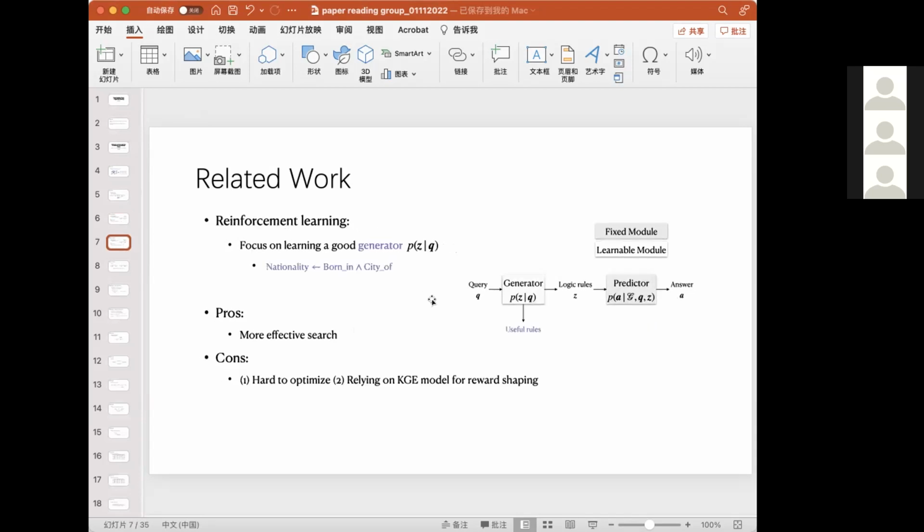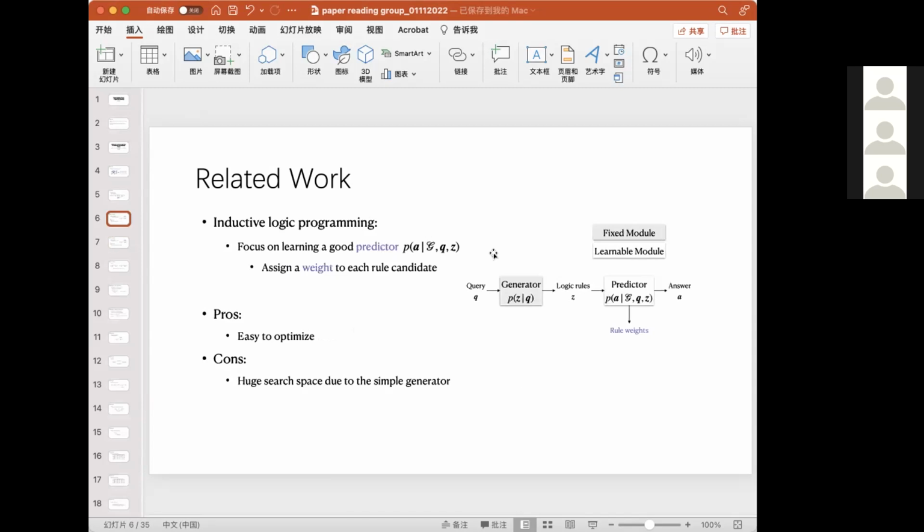Can I ask a question here? Yeah, sure. Do they assume all the logical rules are independent or not? Yes, they assume that. But they are not independent, right? Right, they are not independent, but most of the work in this area assumes that the logical rules are independent of each other. Yeah. Okay.